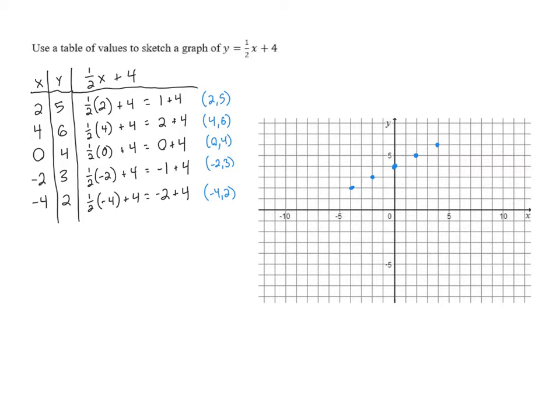If you look at the points, they are all on the same line, which gives us confidence that we've done this correctly. And now we want to draw a straight line that goes through all of those points. And it looks something like this. And then we will label this y equals 1/2 x plus 4. And that's the graph.